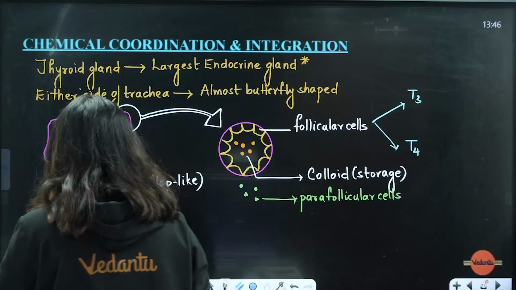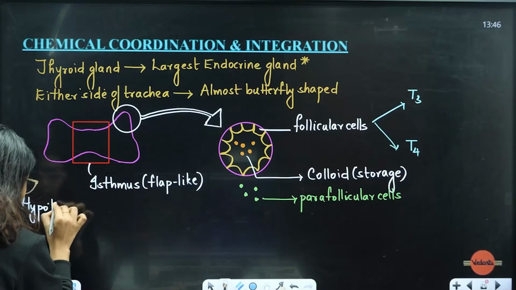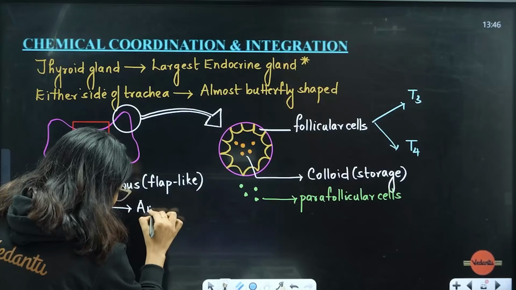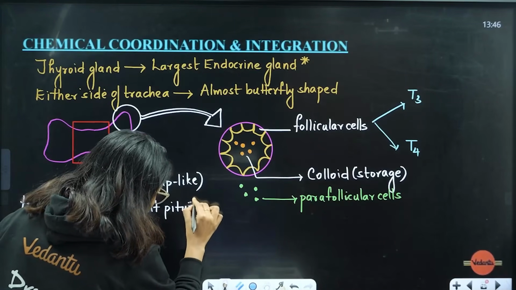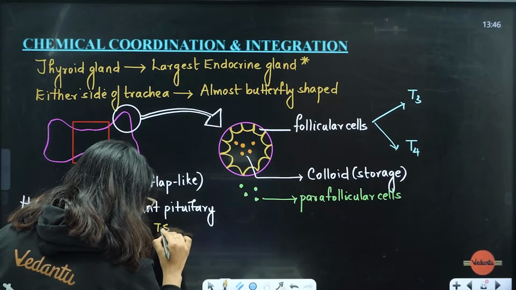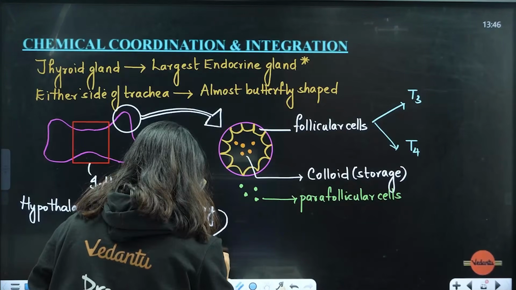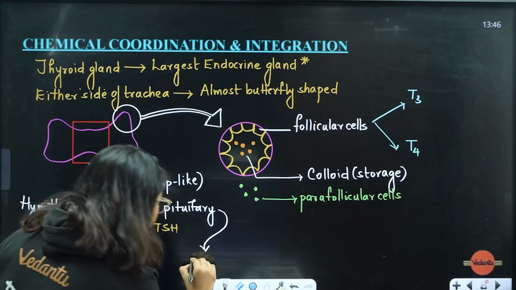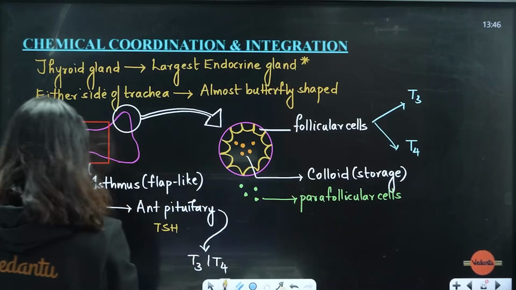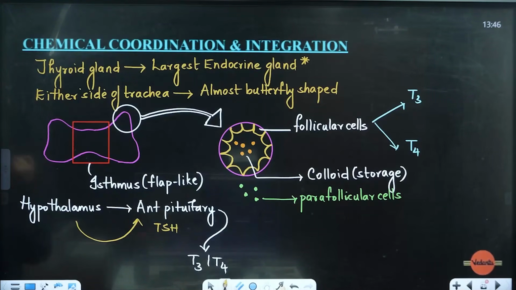Now remember, how does the functioning happen, students? Normally the hypothalamus will be there. Just imagine we have the hypothalamus, and the hypothalamus will tell the anterior pituitary to stimulate. And what does the anterior pituitary release? They are releasing the TSH. And what is the TSH going to do? It is going to activate the release of T3 and then T4. Clear? So this is how the signal goes from hypothalamus to anterior pituitary to T3 and T4. Understood?